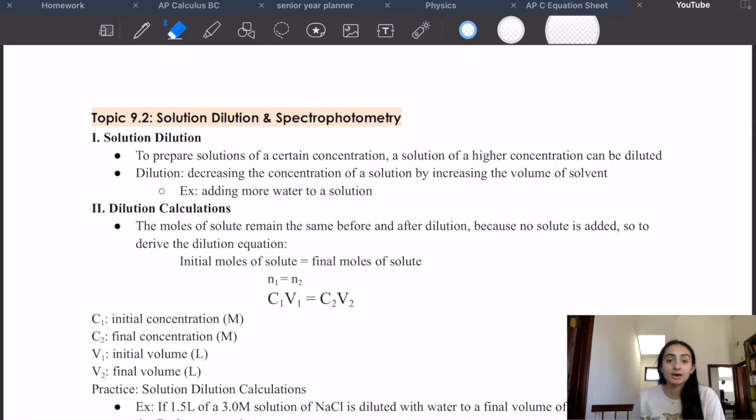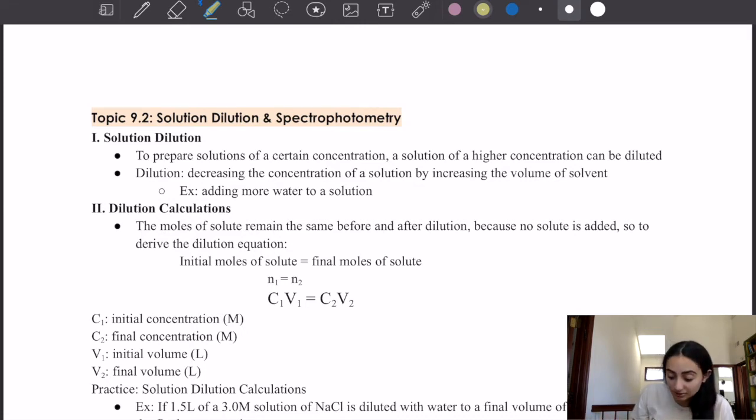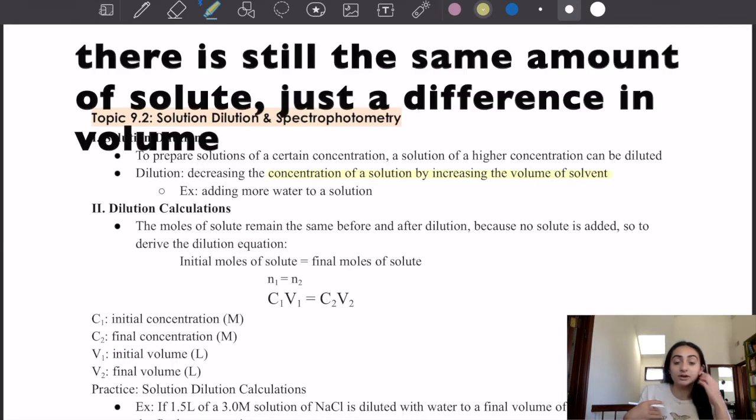Okay, so the first topic I'm going to be explaining today is solution dilution, which is basically when you use a solution of a higher concentration in order to prepare a solution of a desired concentration. And you dilute the solution of the higher concentration. So you decrease the concentration by increasing the volume, which means that concentration and volume have an inverse relationship. As one increases, the other decreases. So for example, if you add more water to a solution, that will decrease the concentration because there will be less solute in a greater volume.